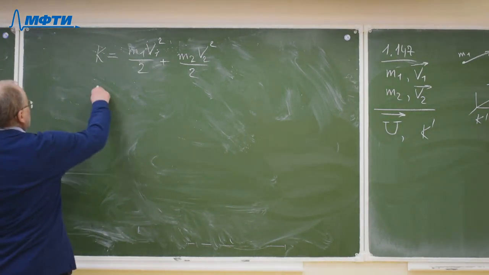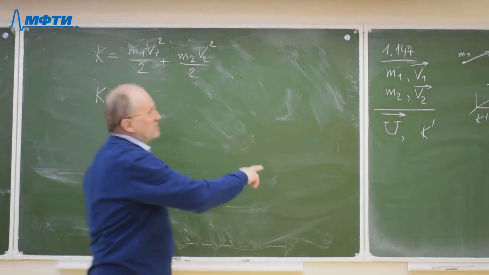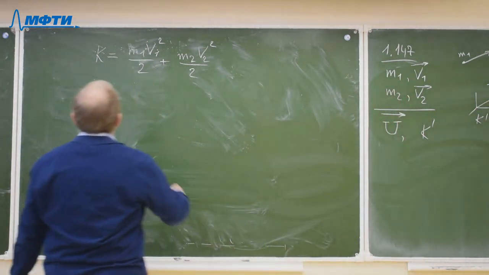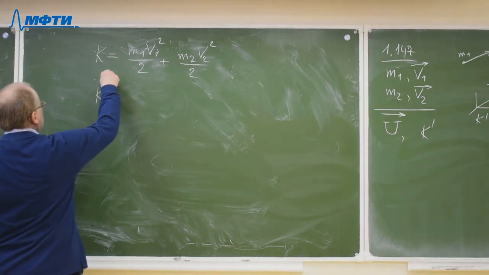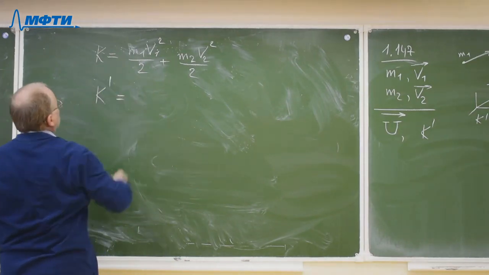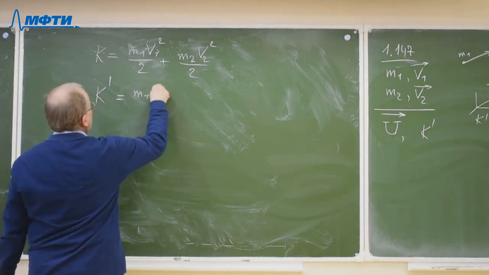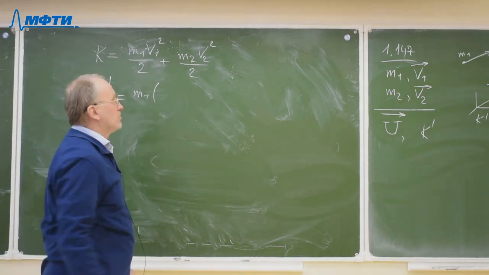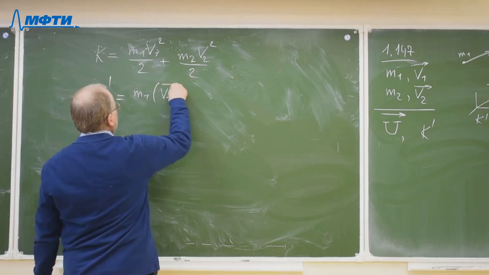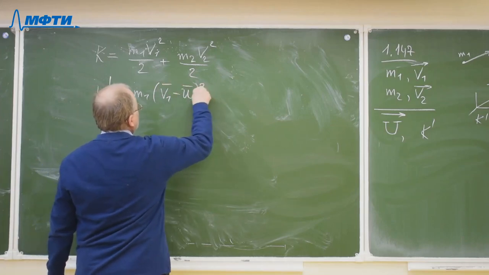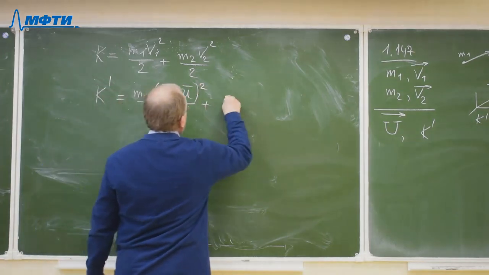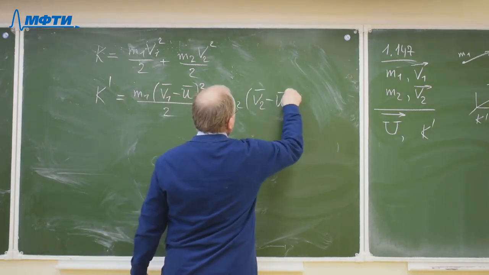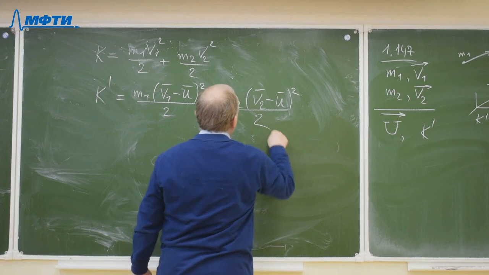In any other reference frame moving with velocity u with respect to the ground, the kinetic energy will be different. Let it be K prime, a different kinetic energy. It will be m1, the velocity of the first particle in the new reference frame will be v1 minus u, squared over 2, plus the second mass m2, v2 minus u, squared over 2.